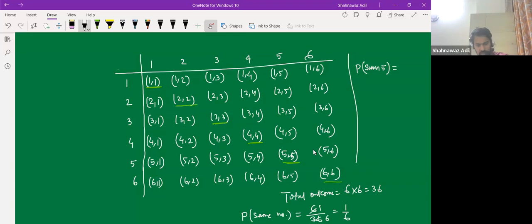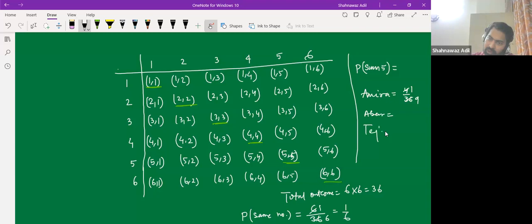4 by 6? 4 by 6, 36. So Amira is saying 4 by 36, which is 1 by 9. And Amir and Tejasvi, so 4 by 36, same, sir. Tejasvi, same. Good, so everybody is in agreement, right?